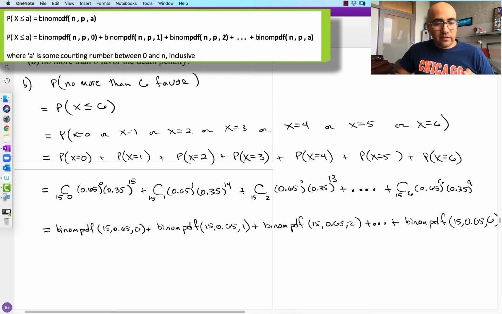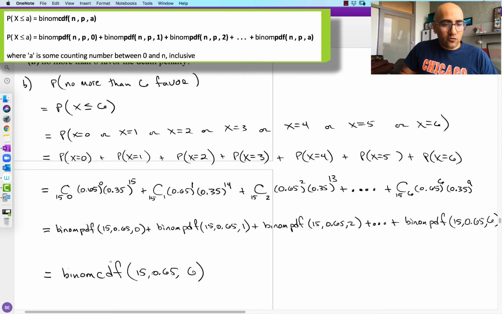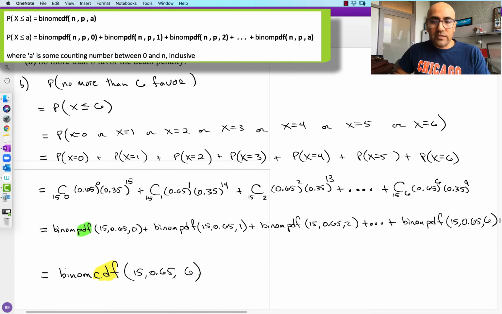It's the cumulative values starting from 0 all the way up to where you tell it to stop. So instead of doing all this work, we can just do one single function, binomcdf(15, 0.65, 6). By the fact that we chose CDF instead of the PDF in our calculator, the CDF is the running sum of the values of the PDF starting at 0 and going up to where you tell it to stop, which is exactly what we need for this solution, right?